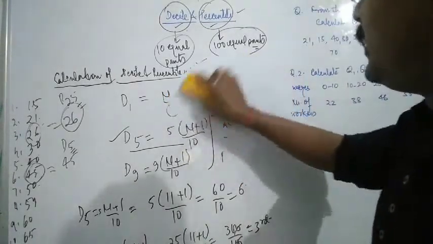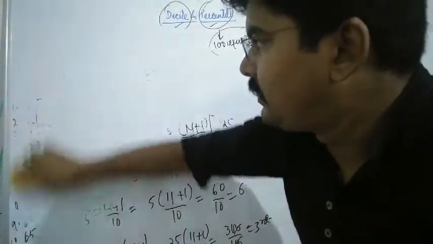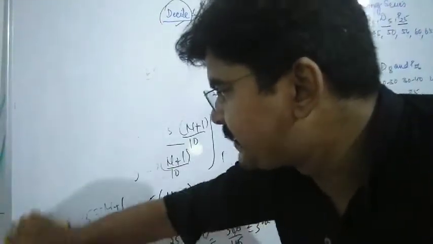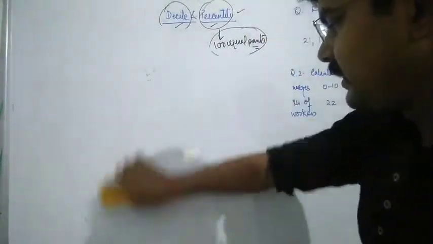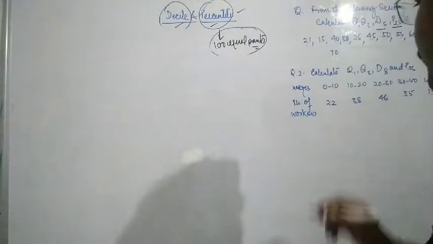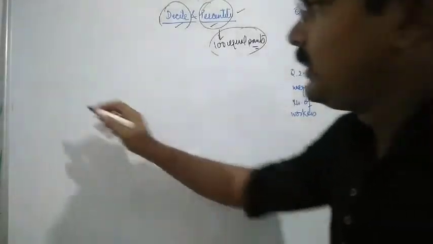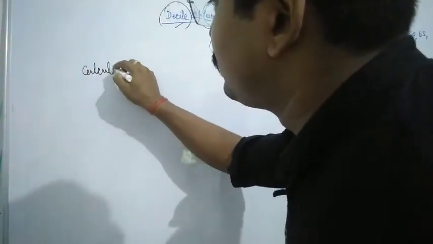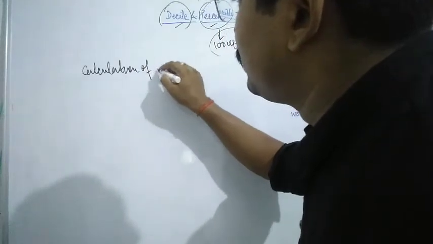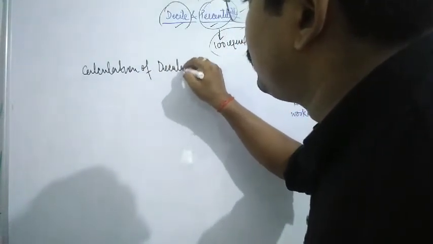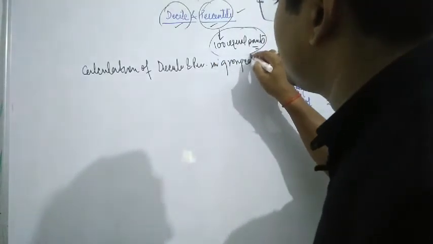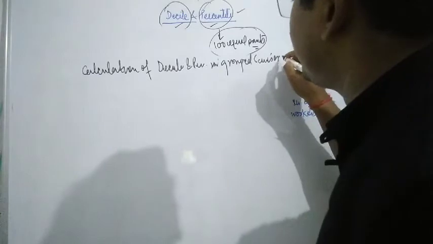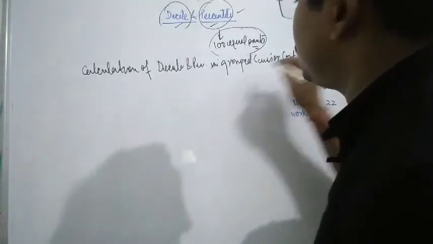Now come to the next part of percentile and decile, that is the calculation of percentile and decile in grouped series, or continuous series. What do we have to do? Here we have a question: calculation of decile and percentile in grouped series, or continuous series.